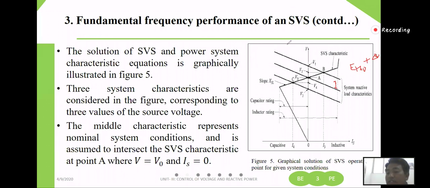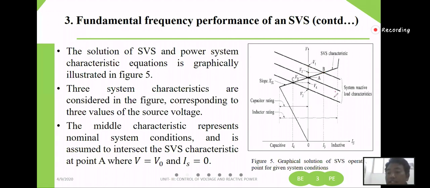In such case, your system characteristic is now represented by this one. If there is no SVS system, your voltage will change from V naught to V1 here. This means there's no SVS characteristics. But if there is an SVS system employed, your new location will not come back to A definitely, but it will at least try to control the voltage by changing the position to B. Then your new voltage will be V3 instead of V1 if you employ the SVS characteristic by observing this much reactive current.